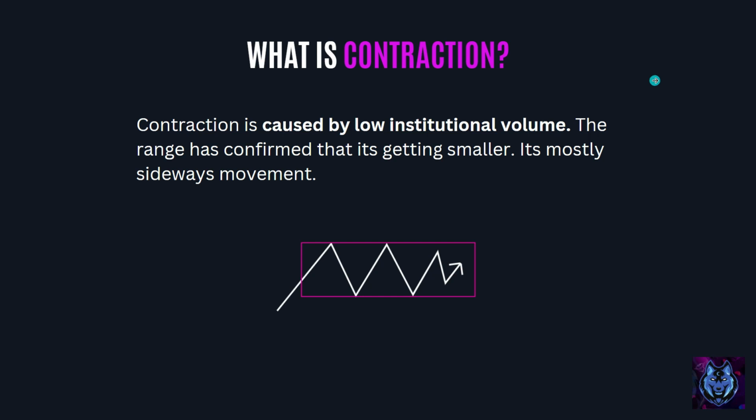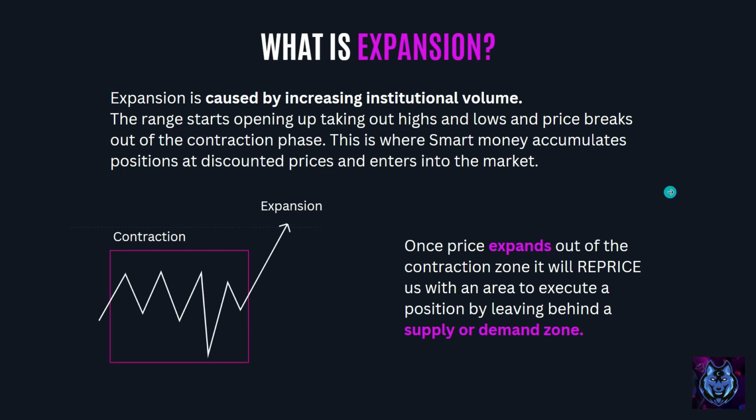What is contraction? Contraction is caused by low institutional volume. It's when the range is confirmed that it's getting smaller and it's mostly sideways movement. What is expansion? Expansion is caused by increasing institutional volume, which is the opposite of contraction. The range starts opening up, taking out these lows and highs. It's when price breaks out of the contraction phase.